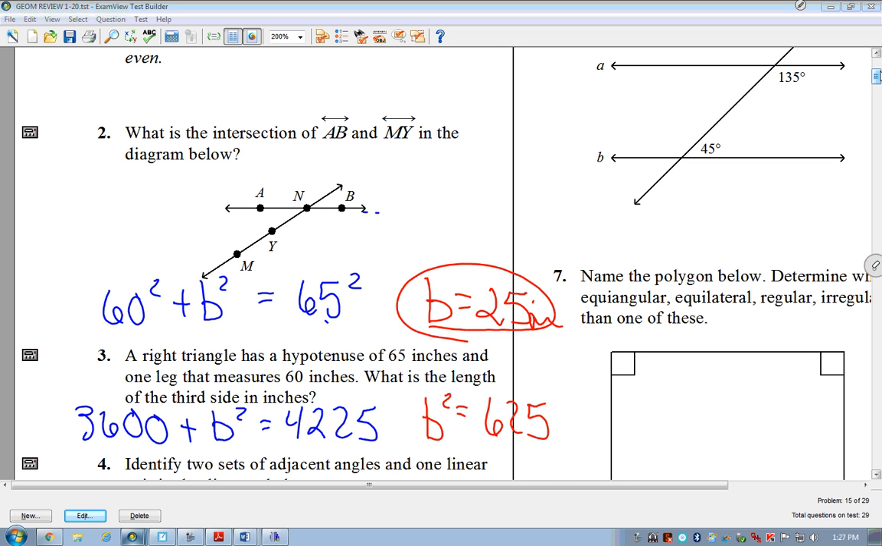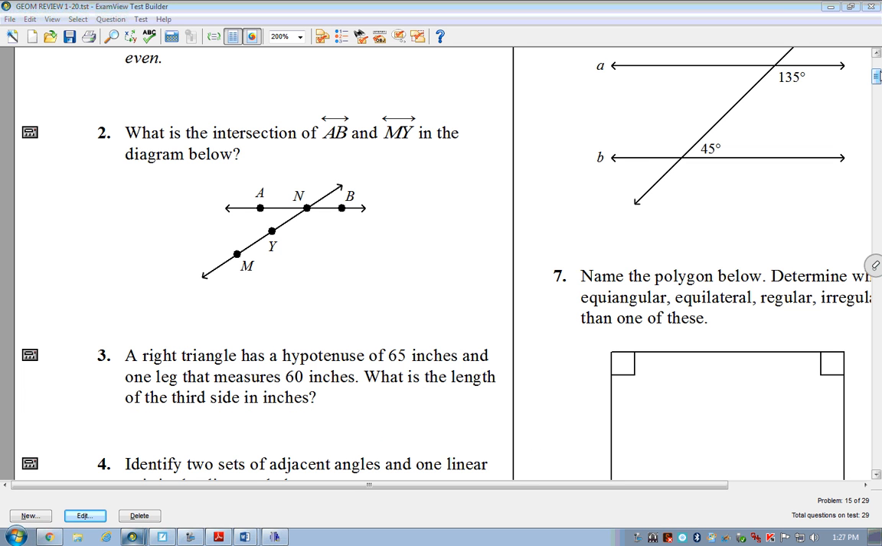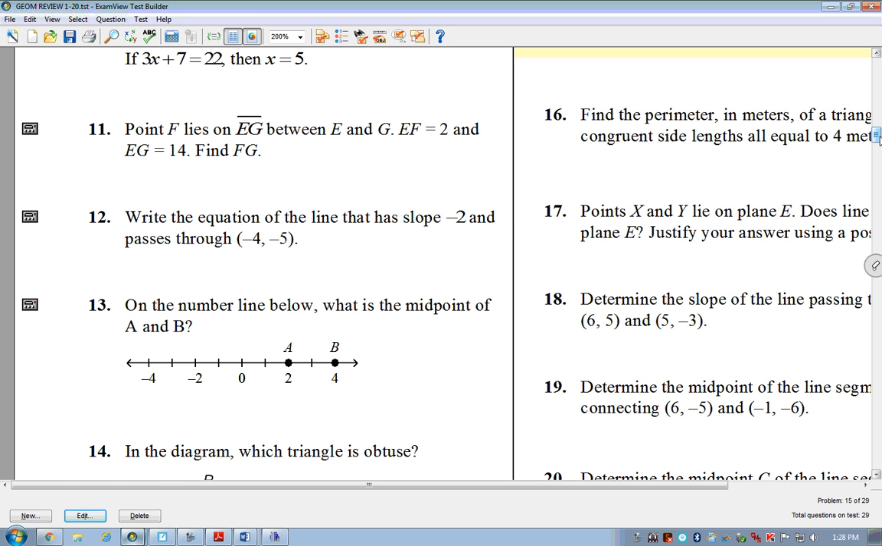Okay, what we said 2, 3, what else? I think 11 was one of them, right? 11. All right, good. Point F lies on EG between E and G, EF is 2, EG is 14. Find FG. What do I need to do with this question?